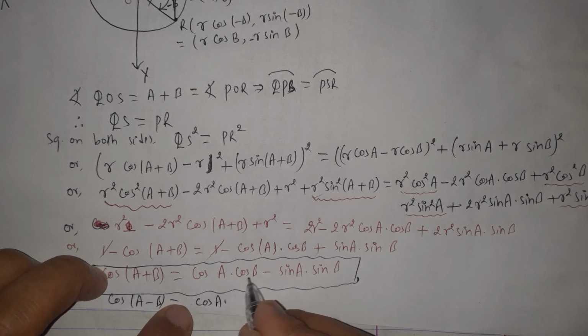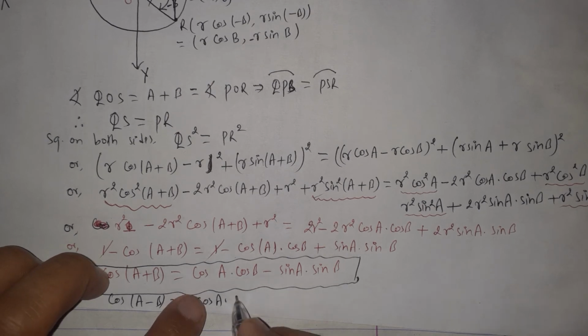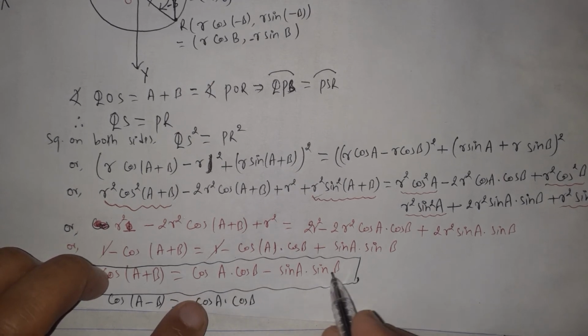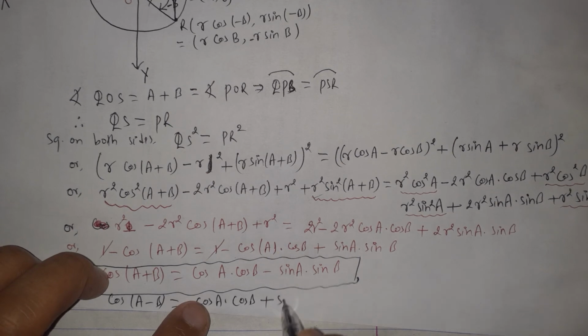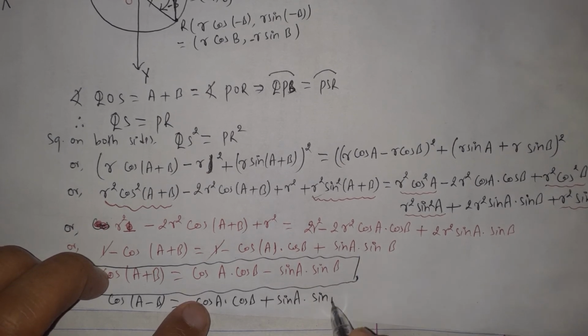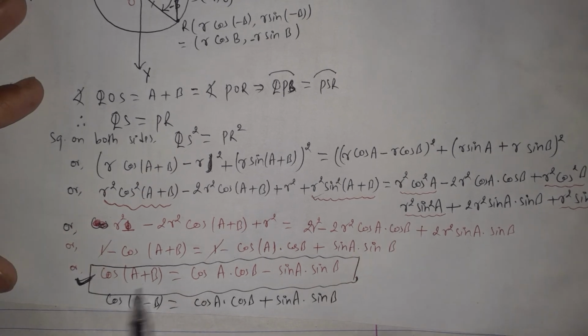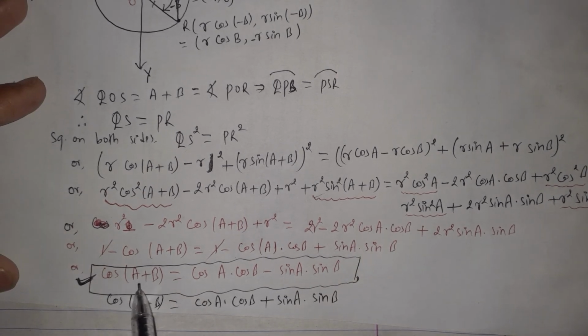cos negative B, where B is replaced by the negative B, and cos negative B gives cos B. Here B is replaced by negative B, and sine negative B gives minus sine B, and this will be plus sine A times sine B. If we prove the formula of cos A plus B, then we can easily prove the formula of cos A minus B just by replacing B by negative B.